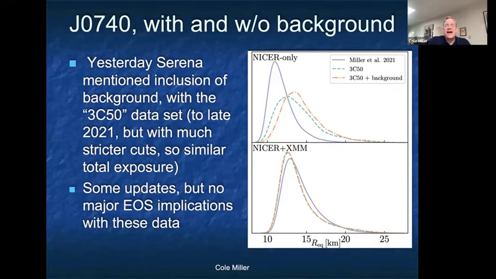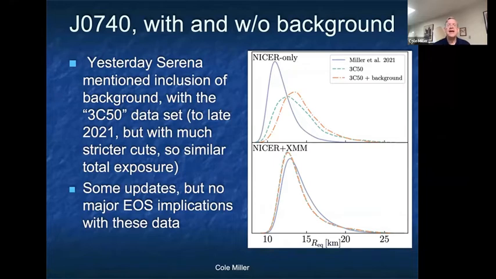Now, what you see on the top is that when we use only the NICER data from the 2021 publication, we have something which is peaked at a moderately low radius. When we add the 3C50 data set, which has much cleaner data, probably better determined harmonics, then it moves up to a broader distribution peaked at a higher radius. Then when you add the background, it moves to an even slightly larger radius.